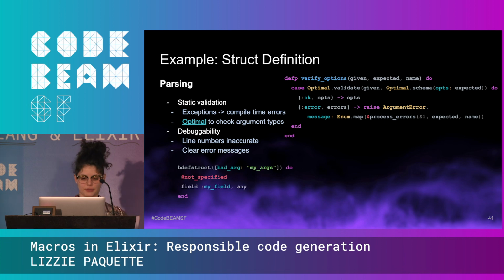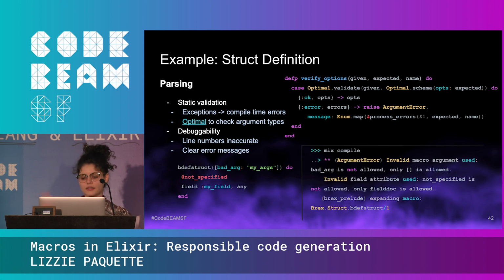So to give an example, say you write, we call it beatdef struct. You write a struct definition like this, but it's got some bad args and it has some field attributes that we haven't specified. Then when you compile, you'll get an argument error. And we did some nice pretty printing, so it would say, hey, you used a bad arg, that's not allowed. This macro only takes an empty list, etc. So it will be very clear, useful, and debuggable to your developers, right? You want to make sure that you are building with the person who is going to use this macro in mind.